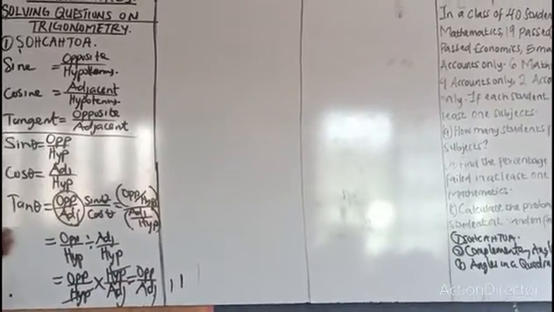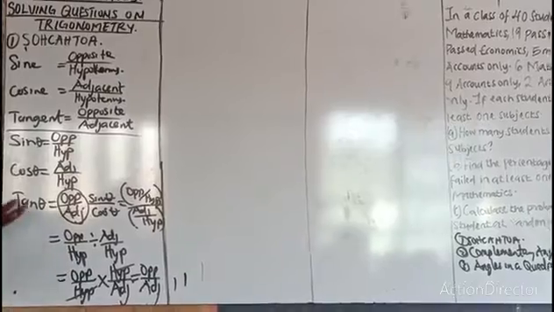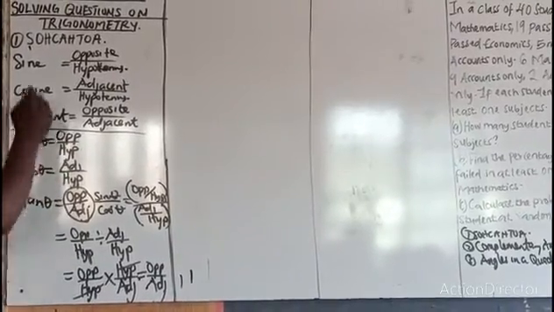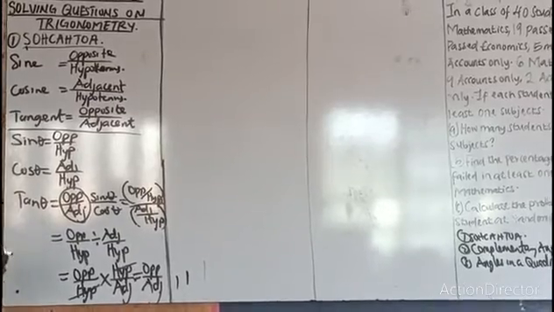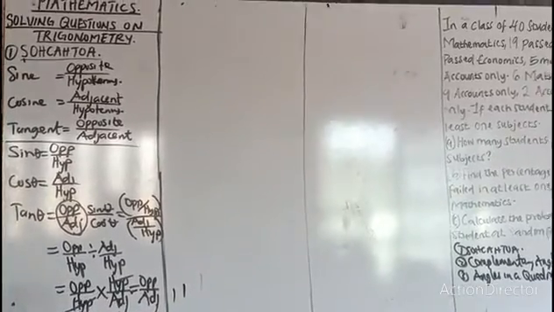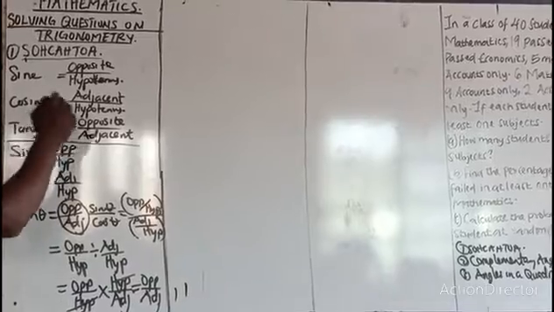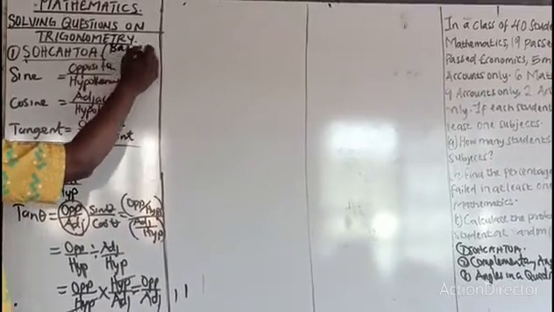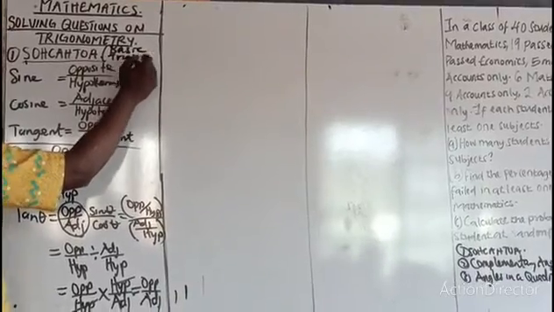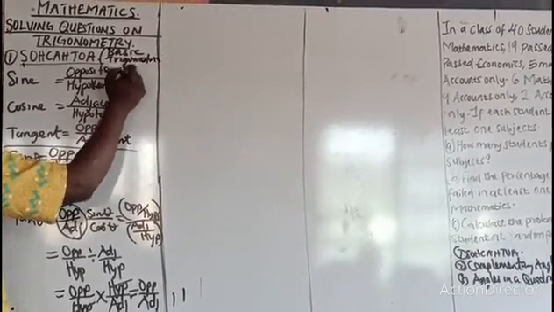So we need to know this formula. We don't need to rack our brain too much, because we can spell the word Soh Cah Toa. That already gives us the formula for the basic trigonometric ratios. What do I call them? Basic trigonometric ratios. Again, basic trigonometric ratios.